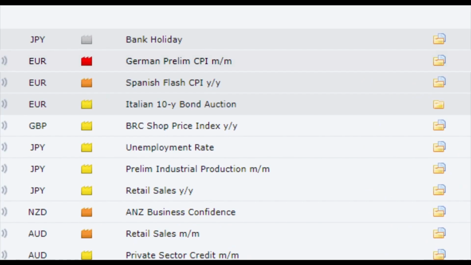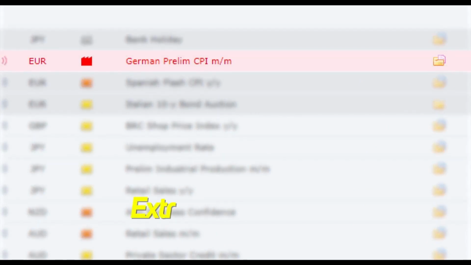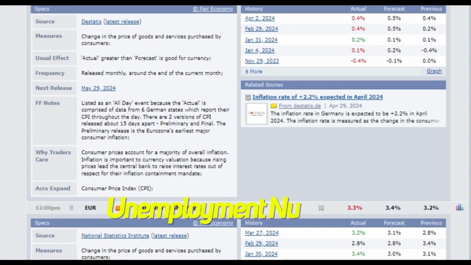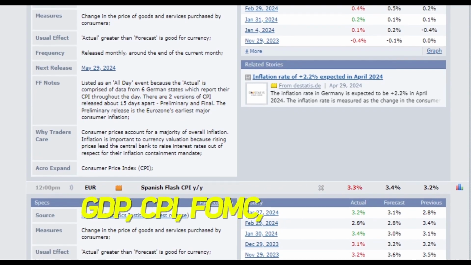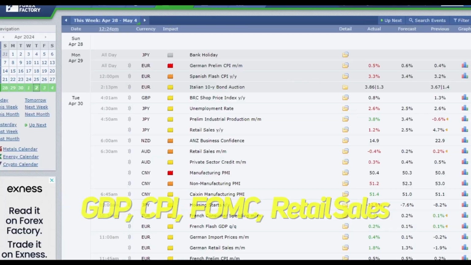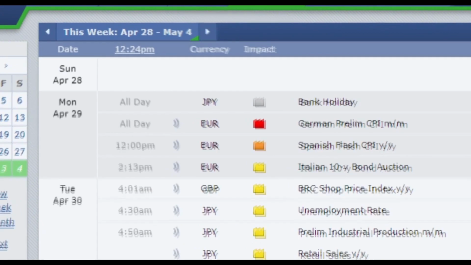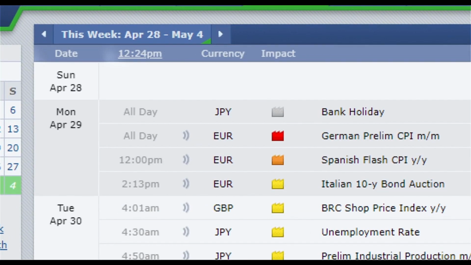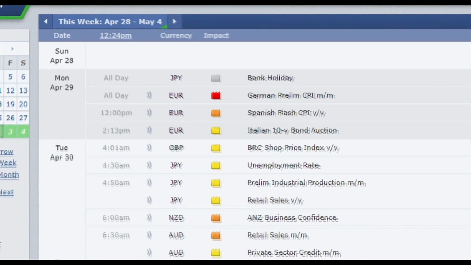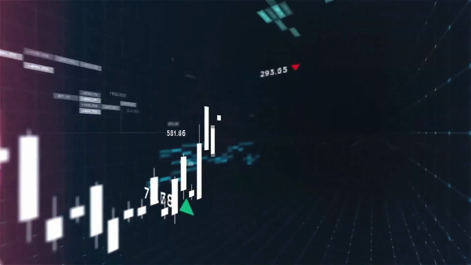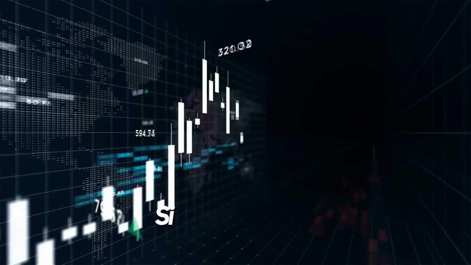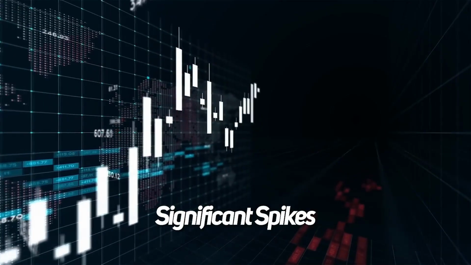As indicated by this image, the folders highlighted in red represent an extremely important news event such as unemployment numbers, GDP, CPI, FOMC, core retail sales. The results of these events, which are released at the date and time indicated on the calendar, have huge implications on the volatility of that said futures contract, meaning once those results are released, you're going to see some significant spikes, whether it's up or down, in the futures market.